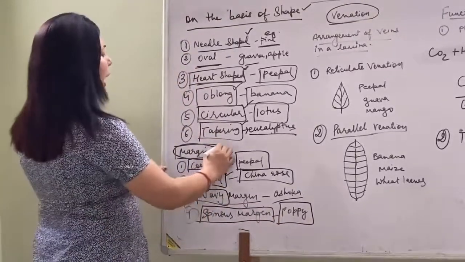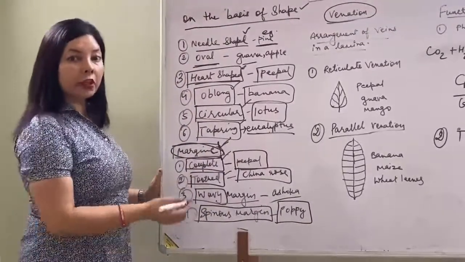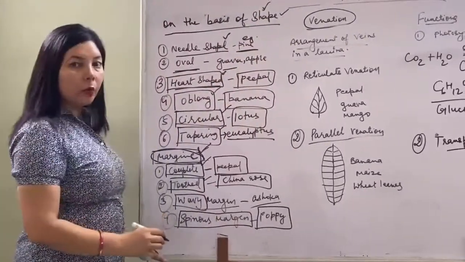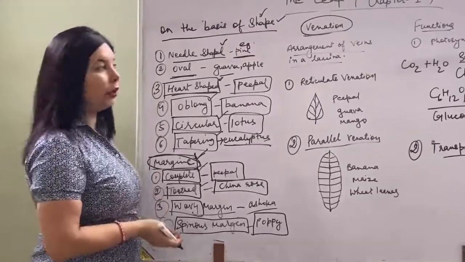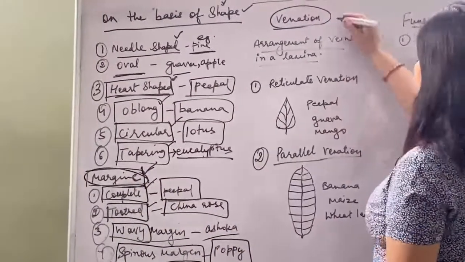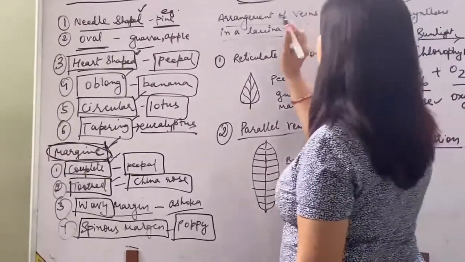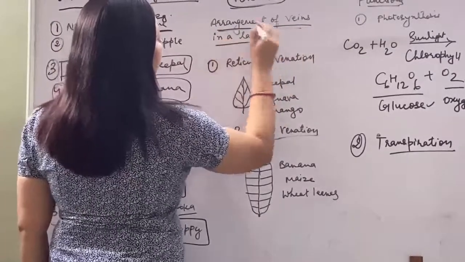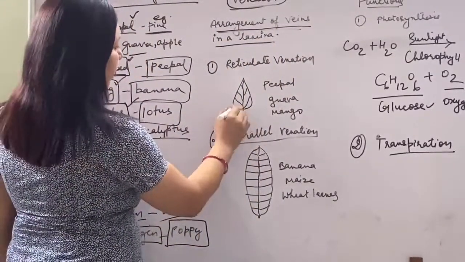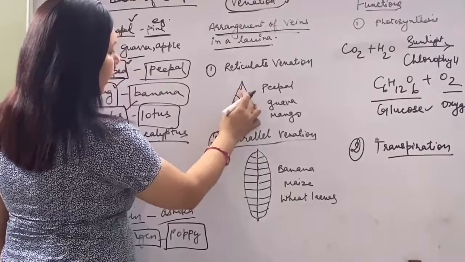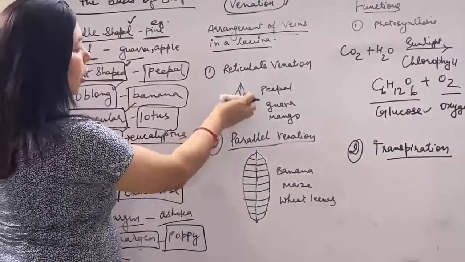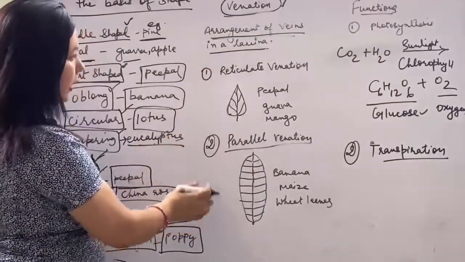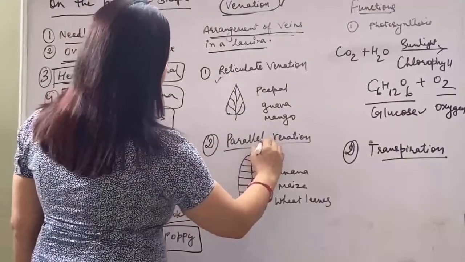So children, you have seen how margin decides the variations in the leaf, how shape decides the variations in the leaf. Likewise, we have got two types of leaf on the basis of venation. So first of all, we'll see what is venation. So venation is the arrangement of the veins in a lamina. Like suppose this is a lamina. Here how the veins and the veinlets are arranged over here. On the basis of that we can divide the leaf into two types, that is reticulate and parallel venation.